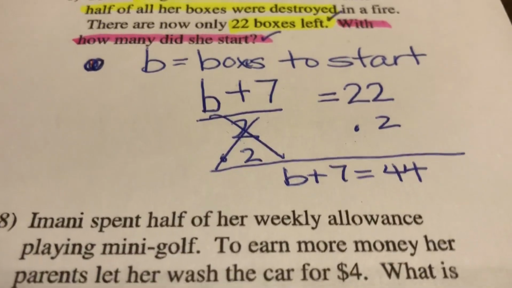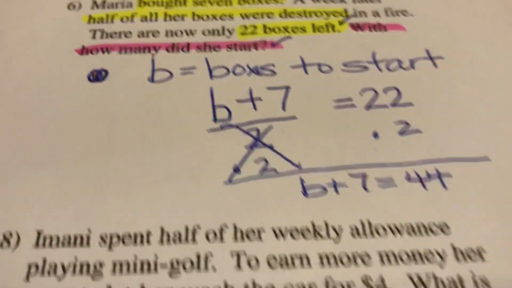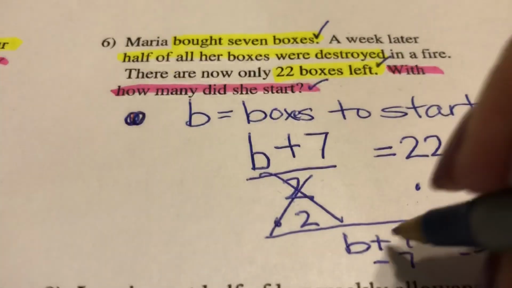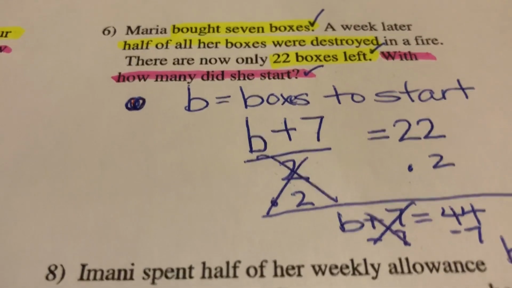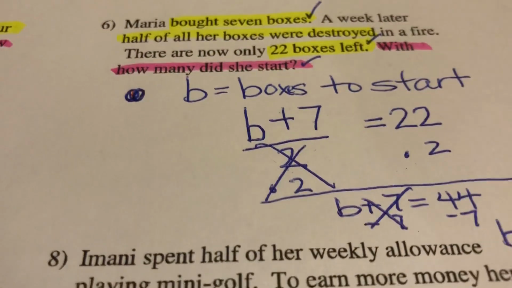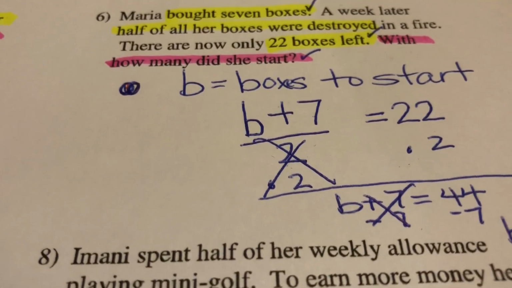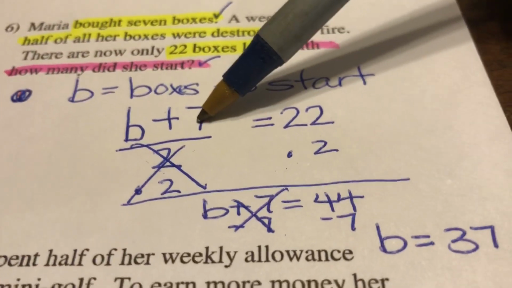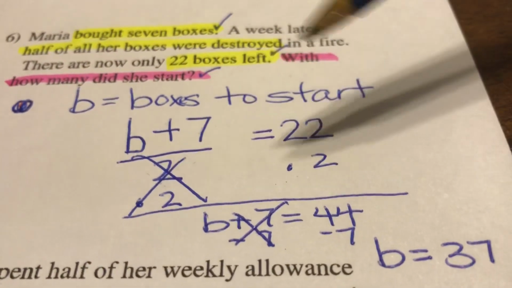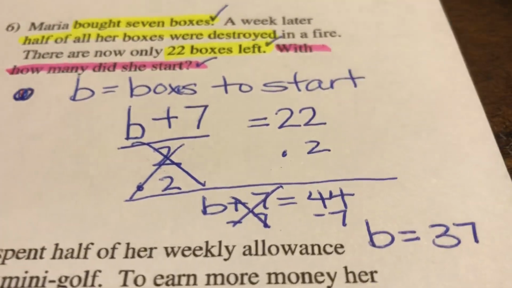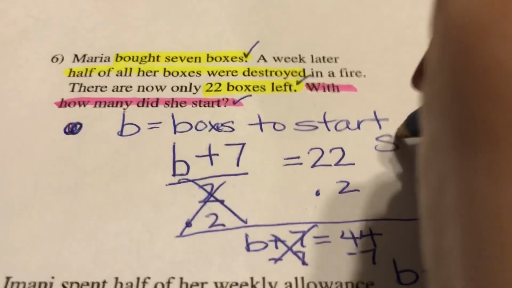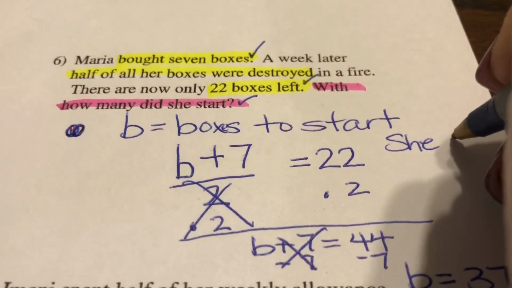And then I have B plus 7, so now it's just a little 1 step. And I'm going to subtract 7. And that's going to cancel this out. I'm going to have to kind of go over here because I'm out of room. 44 minus 7 is 37. And I want to check it and make sure. So if I go back and I do 37 plus 7 is 44, divided by 2 would bring her back to those 22 boxes. So I would put, she started with 37 boxes.